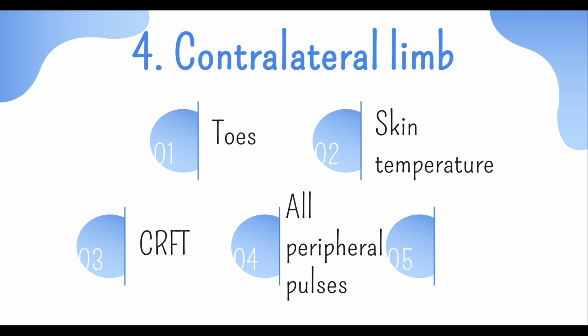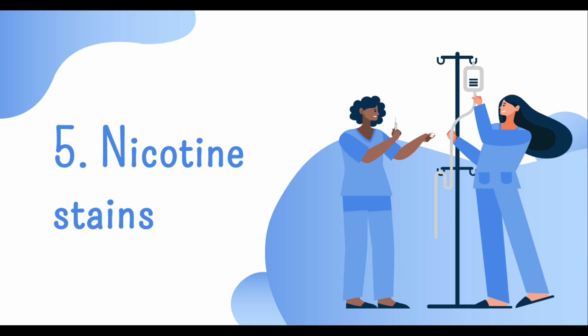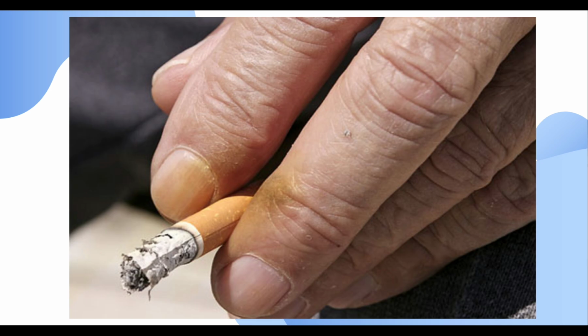You have to examine femoral, popliteal, posterior tibial and dorsalis pedis pulses. And then you have to auscultate for a femoral bruit. The fifth, you have to examine the patient for whether he is having nicotine stains or not.